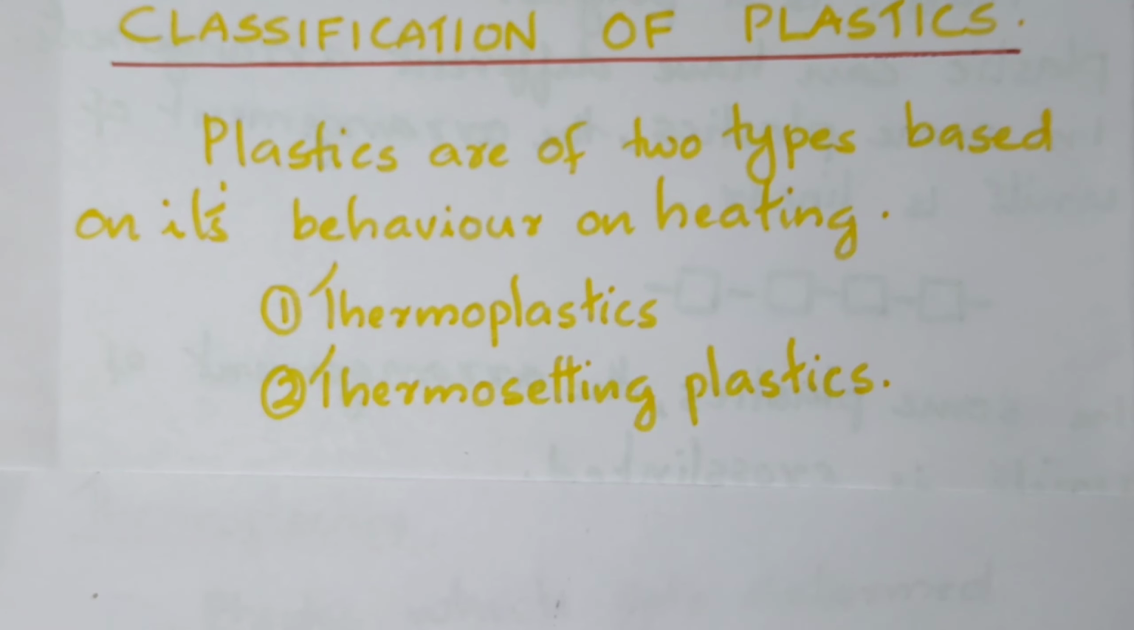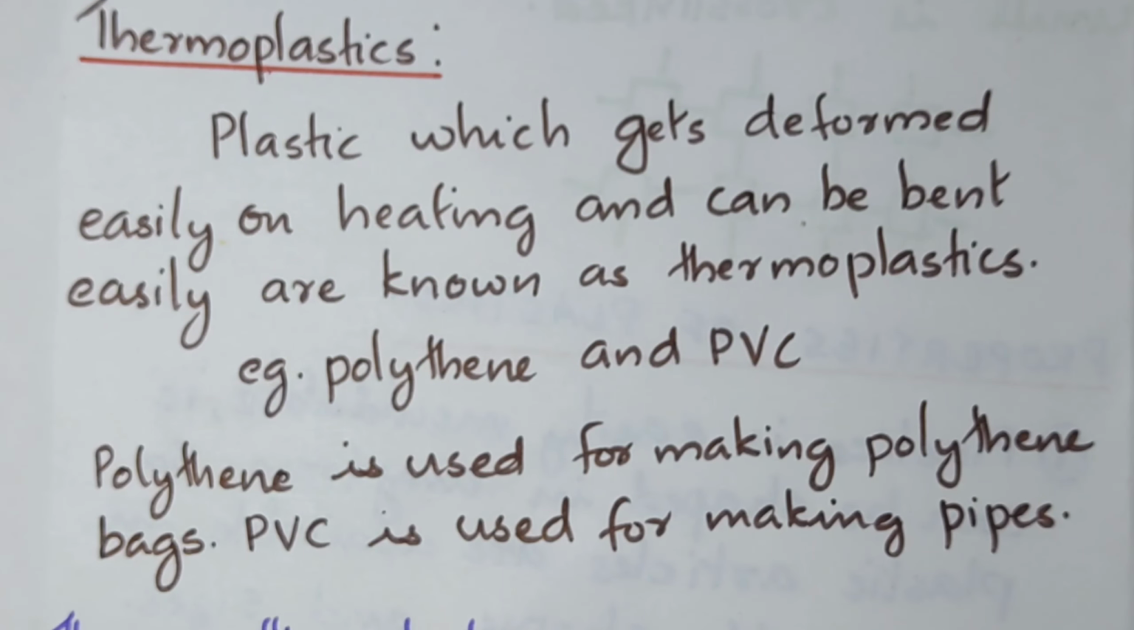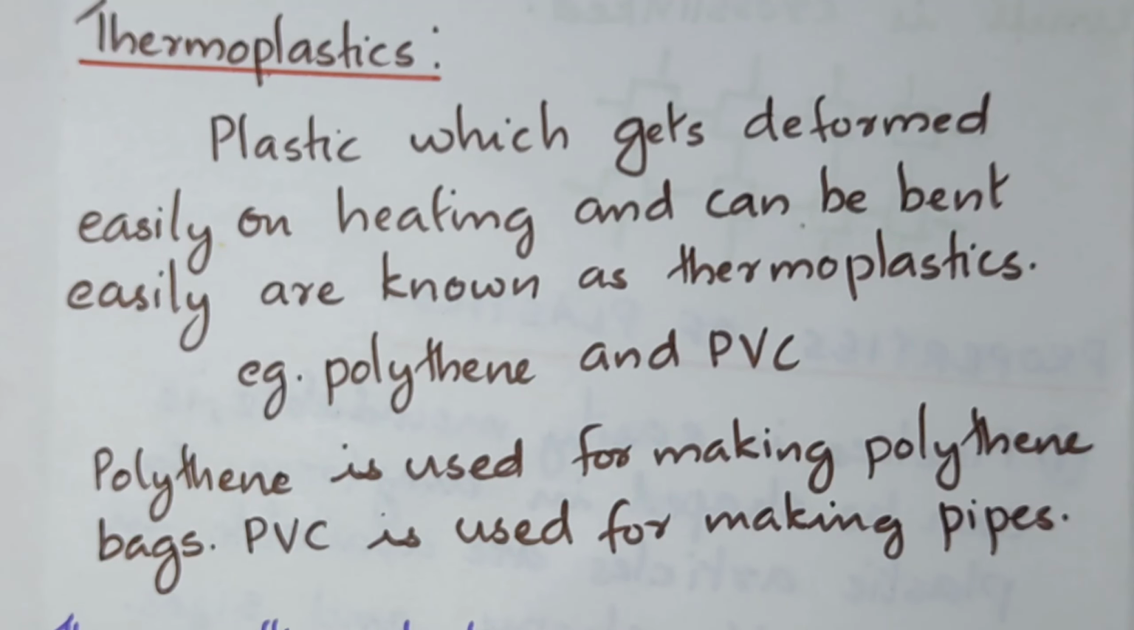Classification of plastics. Plastics are of two types based on their behavior on heating. 1. Thermoplastics. 2. Thermosetting plastics. Thermoplastics. Plastics which get deformed easily on heating and can be bent easily are known as thermoplastics. Example, polythene and PVC. Polythene is used for making polythene bags. PVC is used for making pipes.